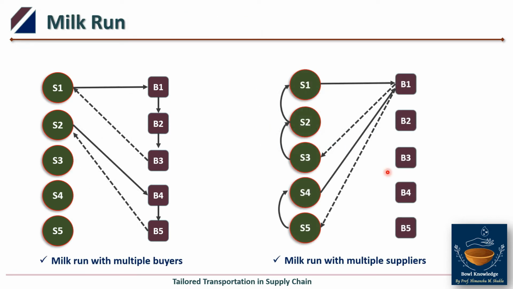Then the second option is milk run. Now what is milk run? Just to give it a thought, milk run is either in one trip you are covering multiple buyers, as you can see on the left side, or multiple suppliers.